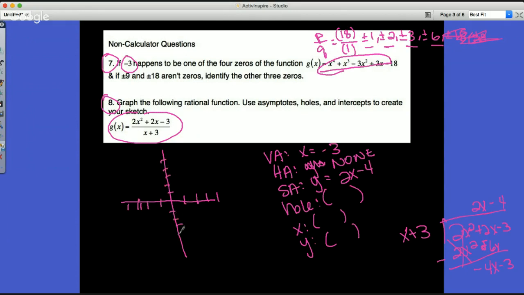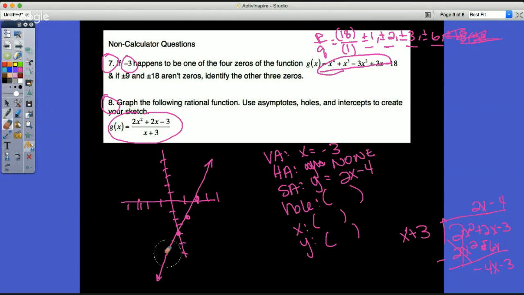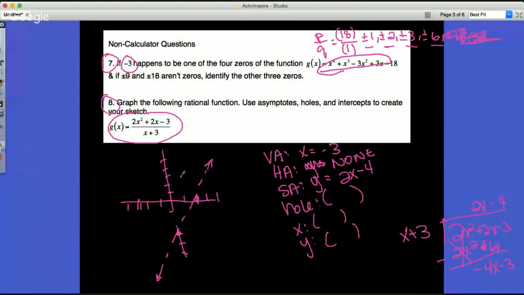All right, 2x minus 4, so we have negative 4. Rise 2, run 1. Rise 2, run 1. What I have now is a line that goes straight through, up and down, and really, that should be a slant asymptote. So I'm going to put a little eraser to it here. Let me go get little dots there. There we go. All right, good. So x equals negative 3.